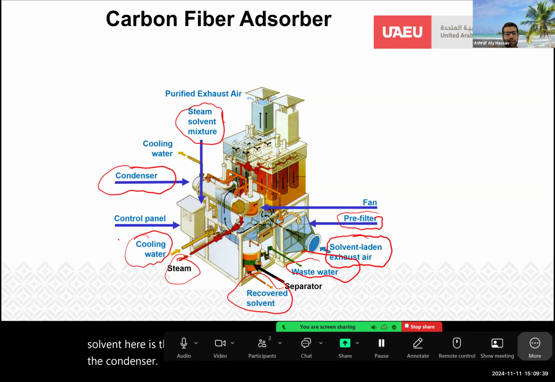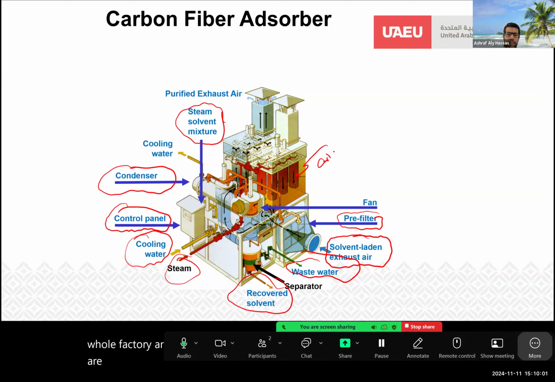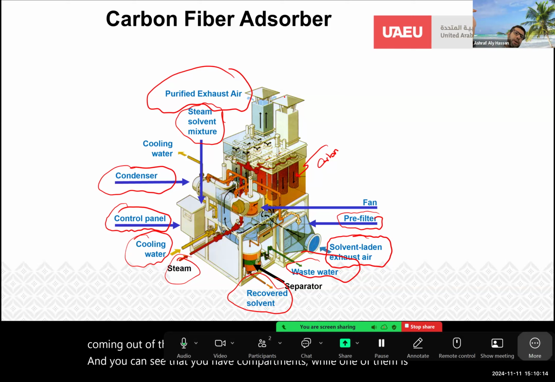Any equipment sophisticated like this, you will have a control panel where you can control the whole thing digitally on a board that's usually also connected to a computer, so you can control it in a control room for the whole factory. And then you will have your canisters of carbon. Look here, these are your carbon canisters where the adsorption happens, and then you can get your purified exhaust air coming out of the exhaust over here. And you can see that you have compartments, while one of them is adsorbing, the other one is being regenerated.